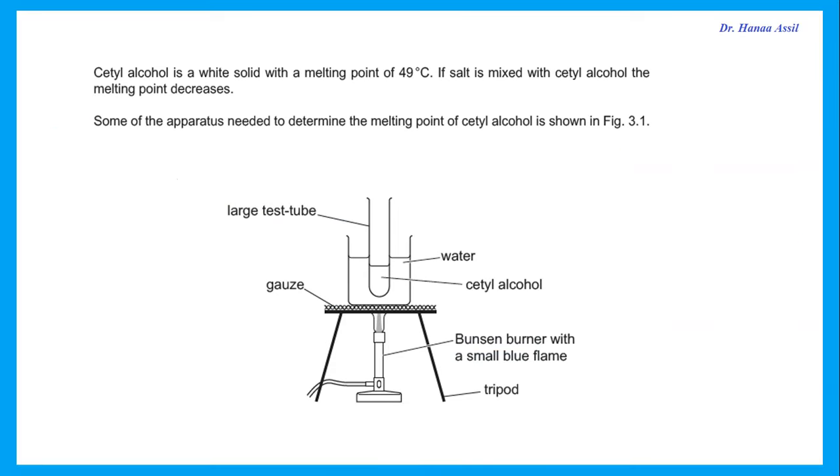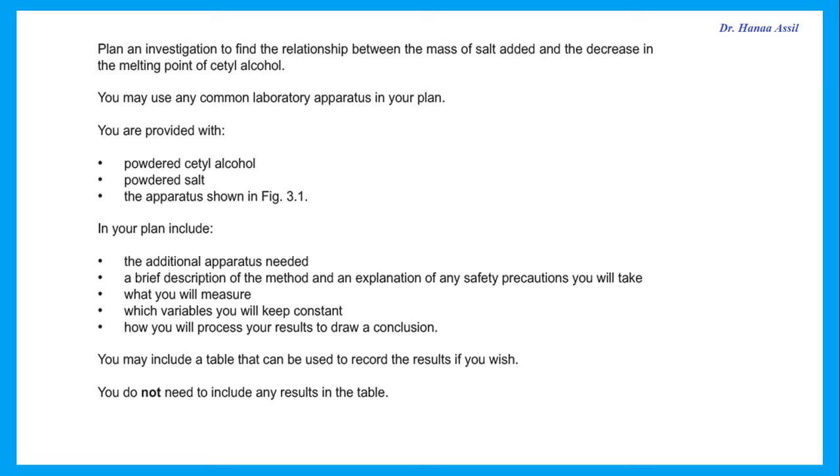Okay, another one. Cetyl alcohol is a white solid with a melting point of this. If salt is added, the melting point decreases. Some of the apparatus needed to determine the melting point is shown. So you have a large test tube in a beaker containing water, and you're supposed to put the cetyl alcohol in that large test tube. Heat the beaker of water using a Bunsen burner. We're required to plan an investigation to find what?